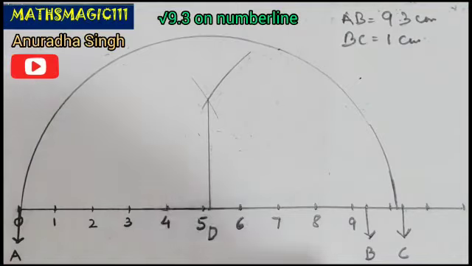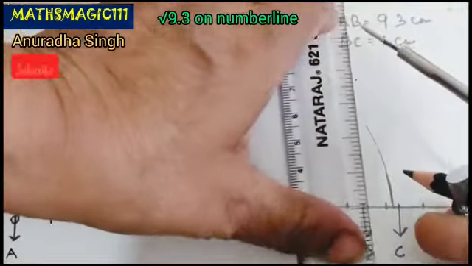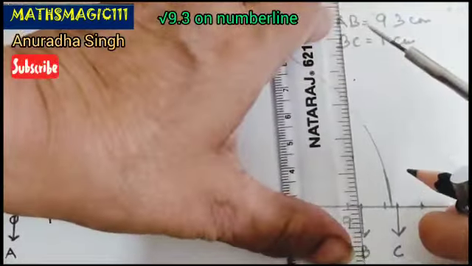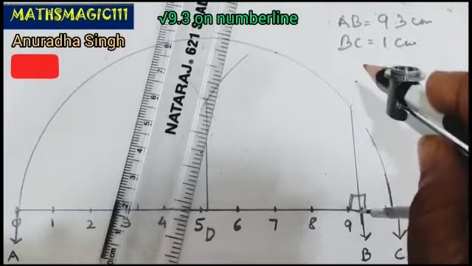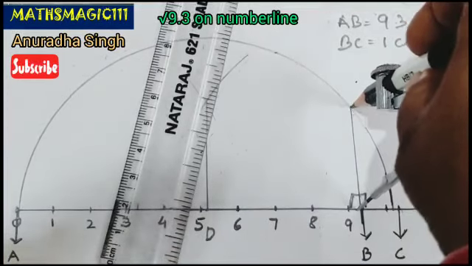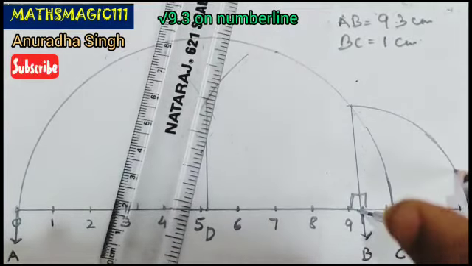The next step will be that what you have to do is that you have to join B and the semicircle C by a perpendicular. This should be a perpendicular. B and C, this should be a perpendicular. And then again you have to take this as center and you have to draw another arc. Taking this point and then you have to draw another arc.